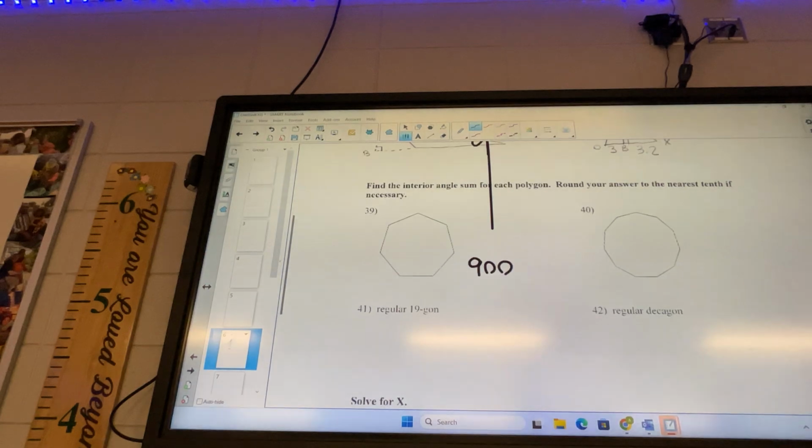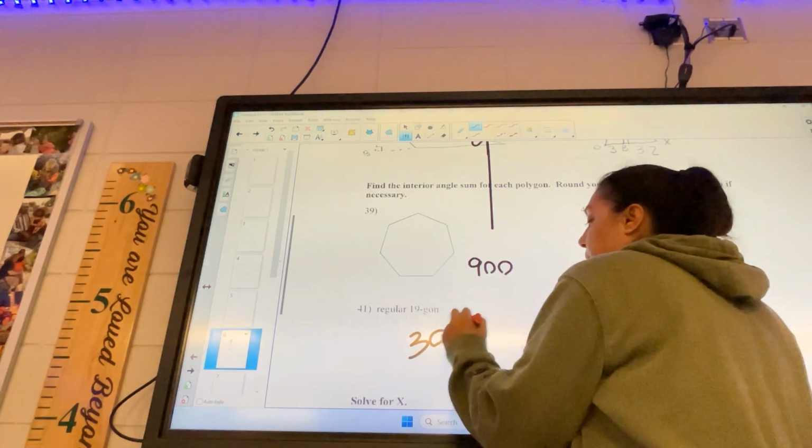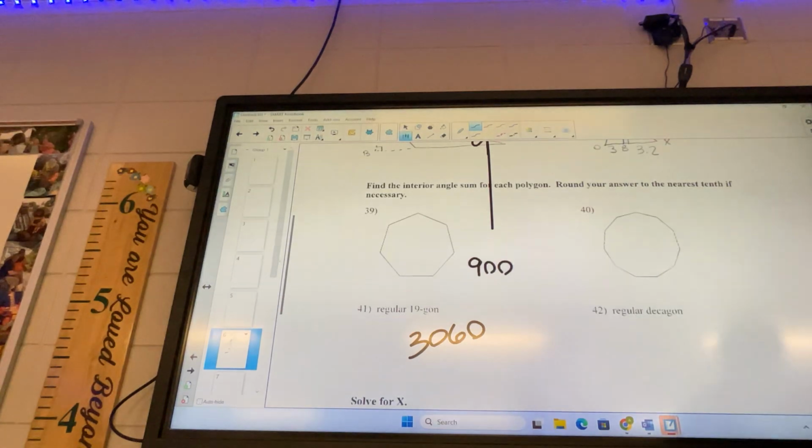Okay, 41, it says a 19-gon, so it says 19 minus 2 times 180. 19 minus 2 times 180 is 3060. Somebody agree? Okay.